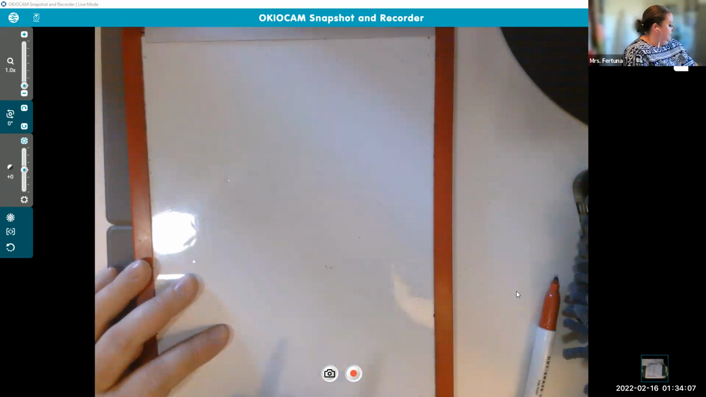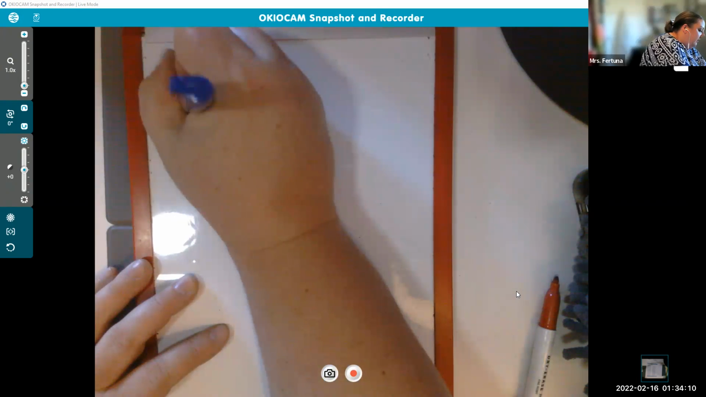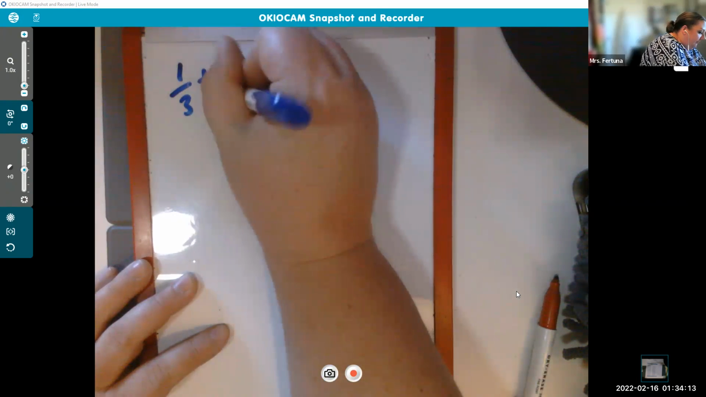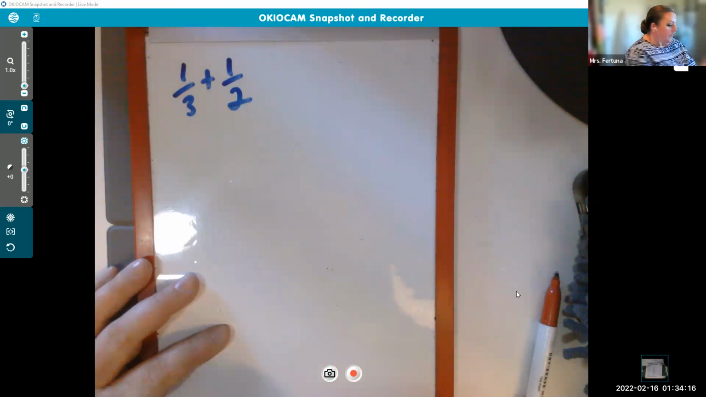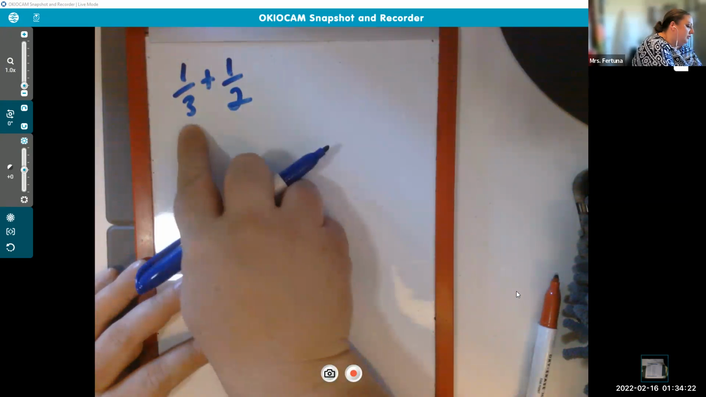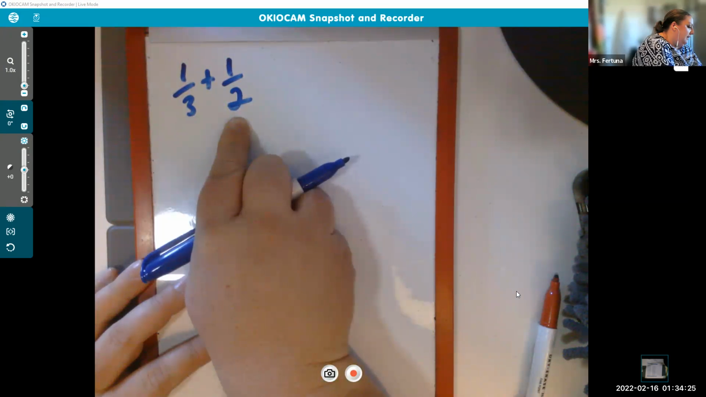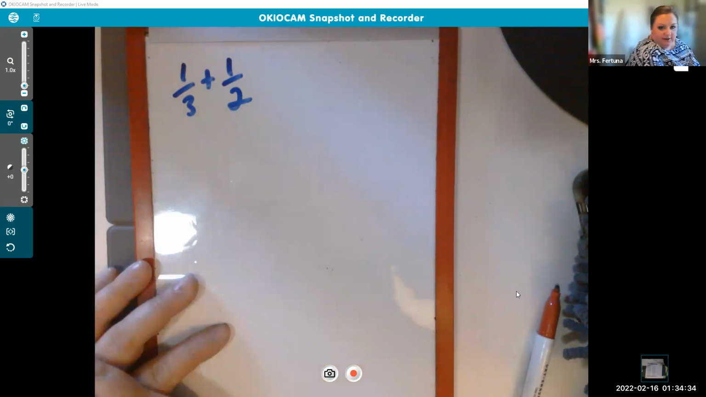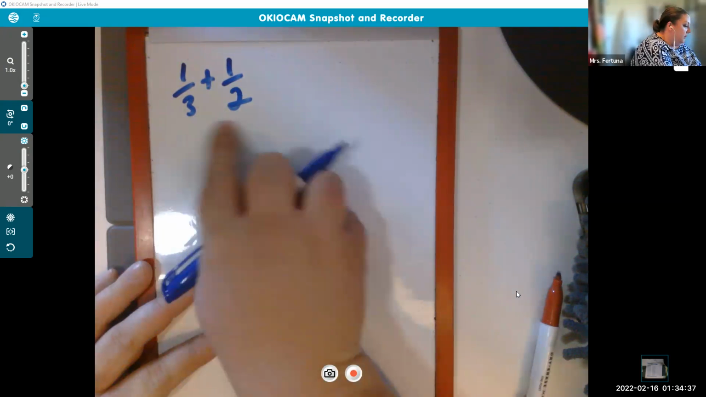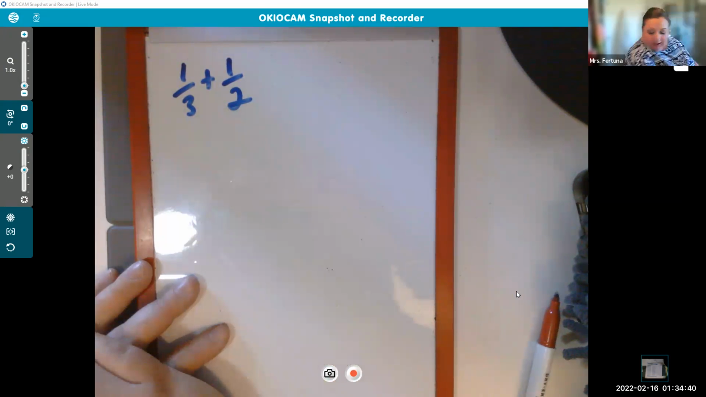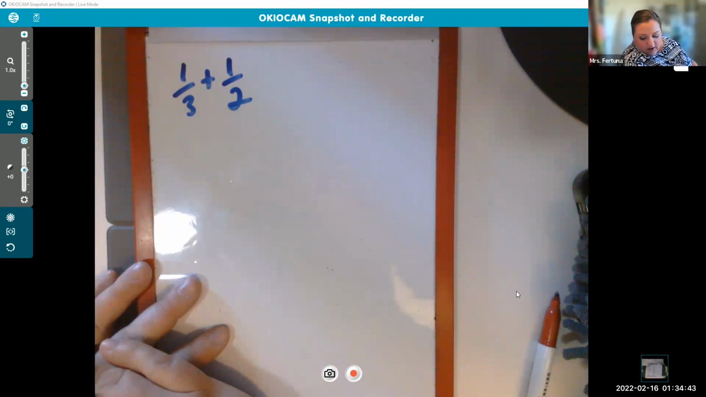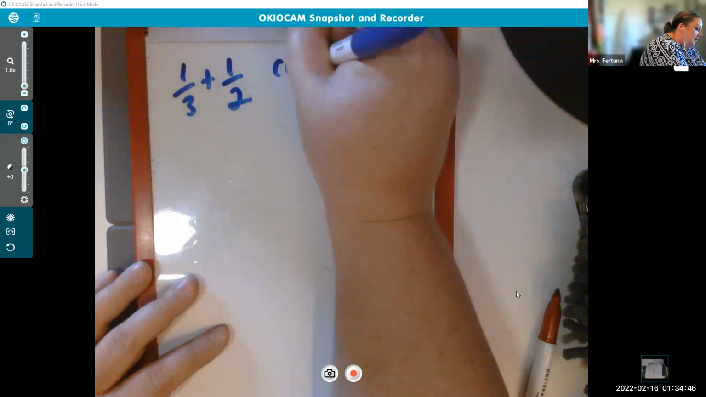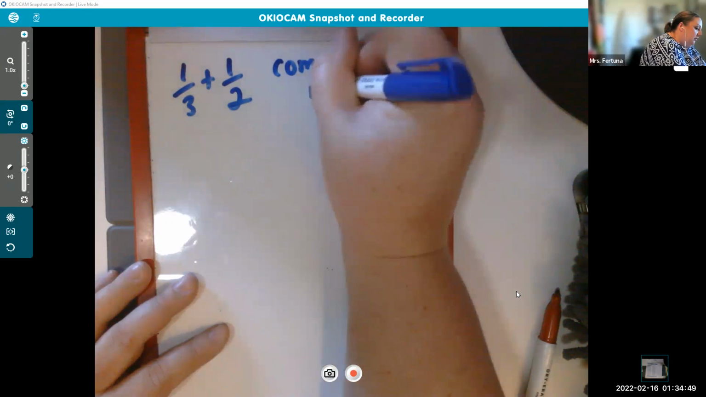Okay, so now we're going to add another problem together. But in this problem, we already have a problem right from the beginning. We have 2 denominators that we need to make the same, just like we did in the last problem. Okay, and in order to find out what our denominator is going to be, we need to find the common multiple.